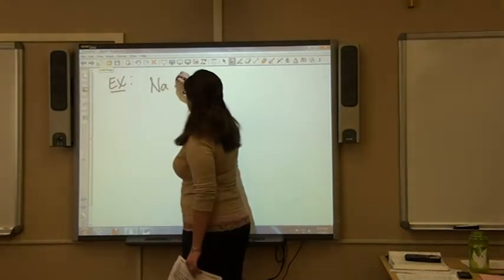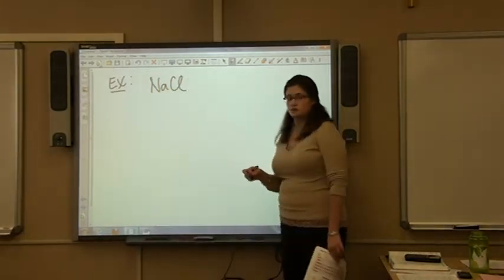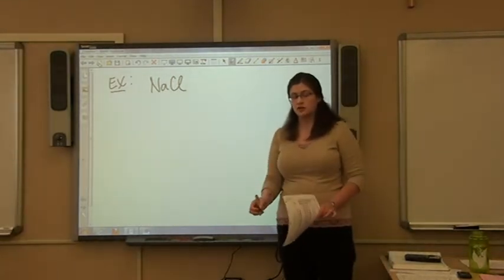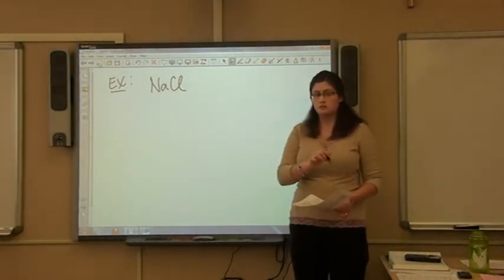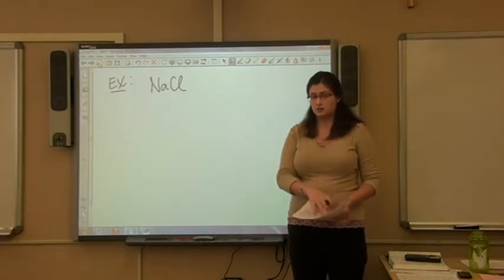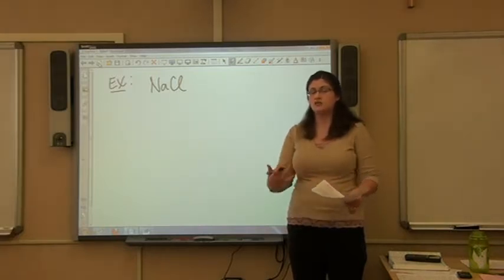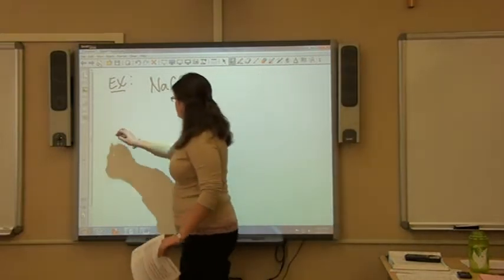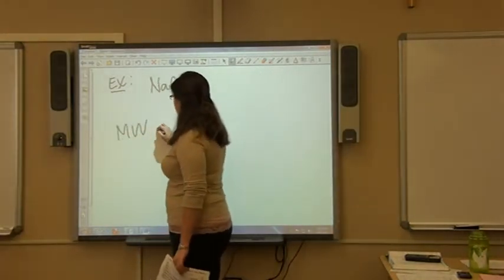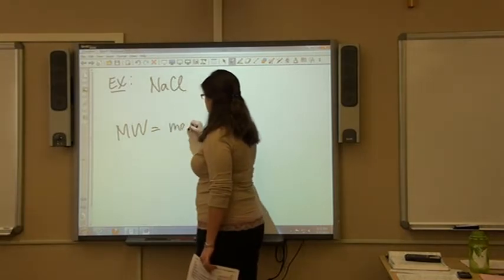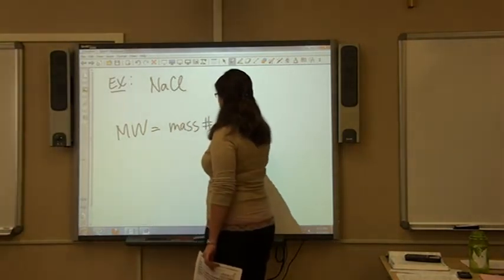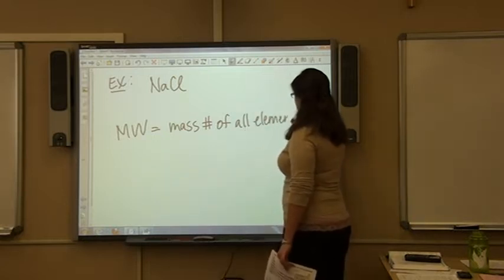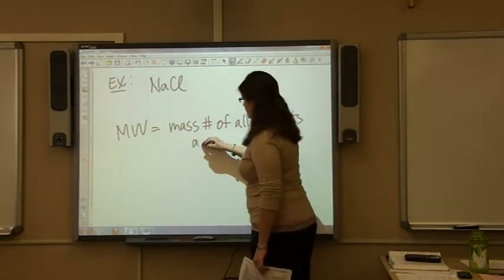Let's start out with something easy. Sodium chloride. Every element that you see in your compound has a corresponding mass number on the periodic table. We need to add all those together in order to calculate molecular weight. So if you wanted to write this down in your notes, molecular weight equals mass number of all elements added together.